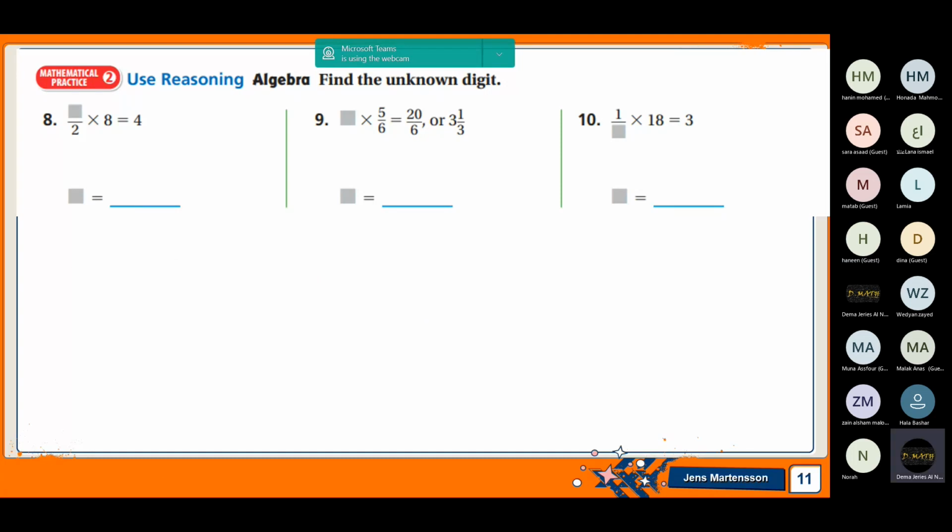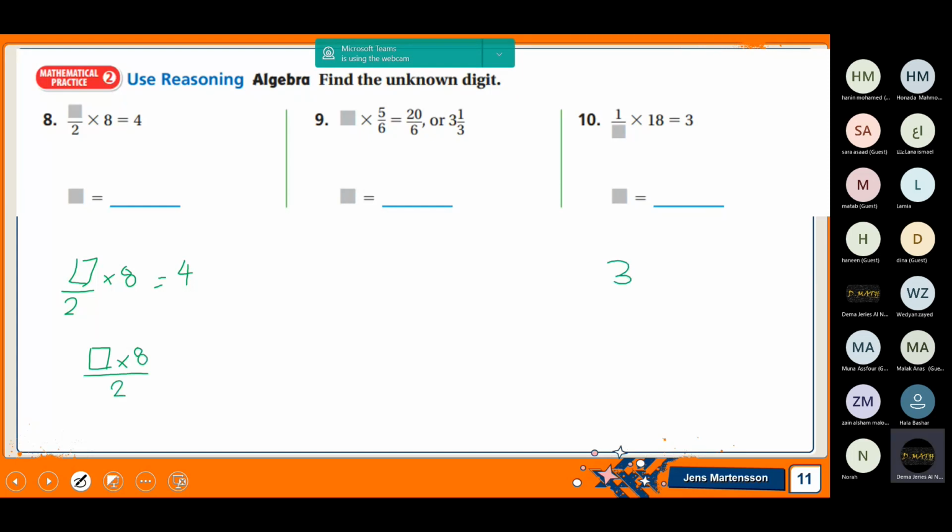Now, if you have a number multiplied by 8 over 2 gives you 4, how will you find the unknown number? We said that when you want to multiply a whole number by a fraction, we multiply the numerator by the whole number. I mean here the square by the 8 over the 2.